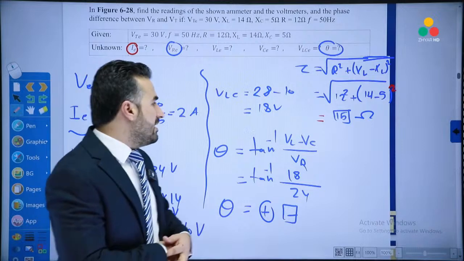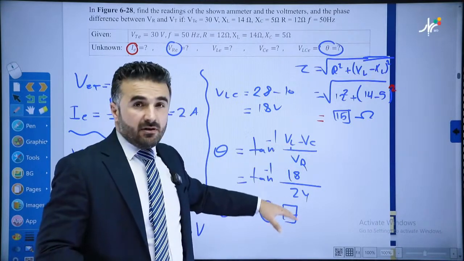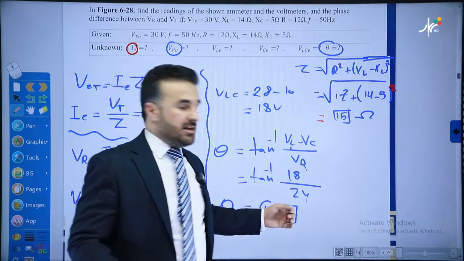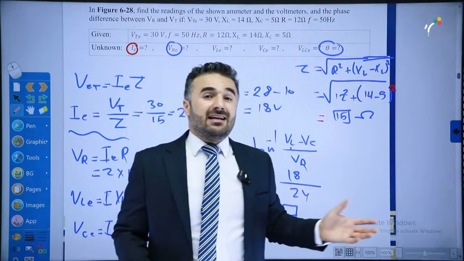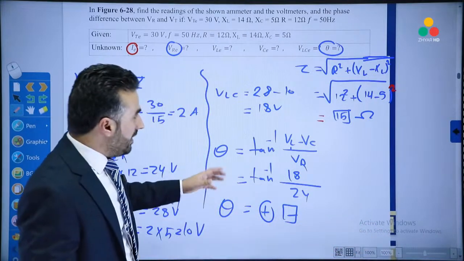What would have happened if VC were bigger than VL? Then of course you would have gotten a negative value. This negative value represents that the current is lagging behind the voltage. I mean, my bad, the current is leading the voltage by this many degrees. Okay, so that is basically it for this question.